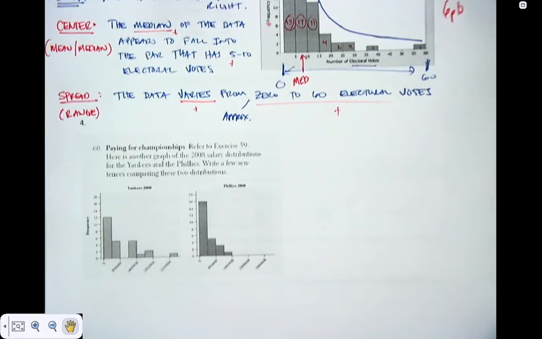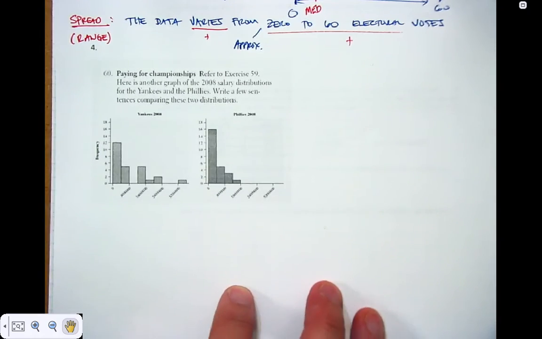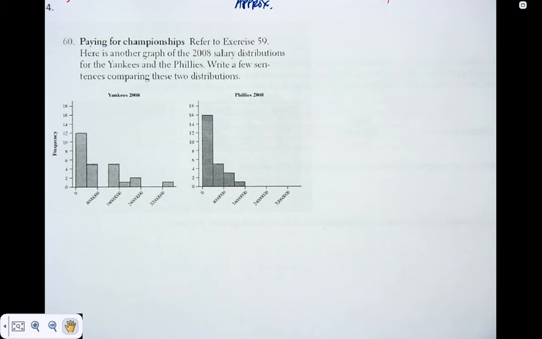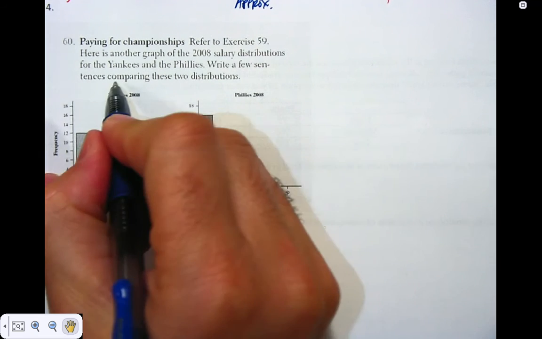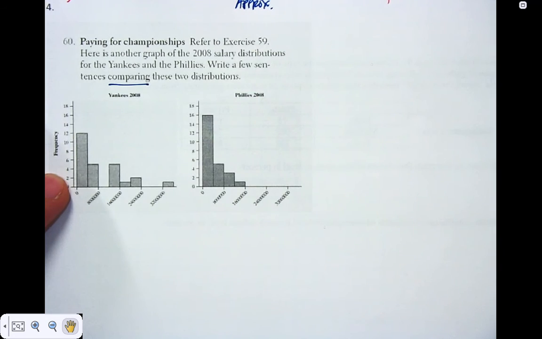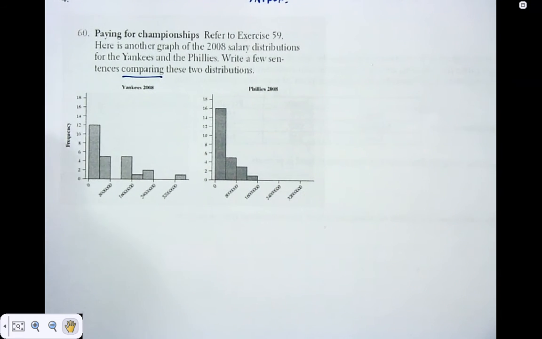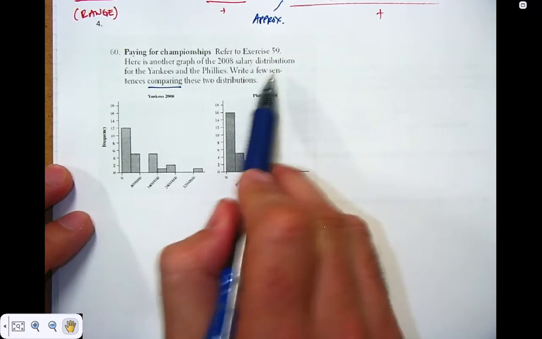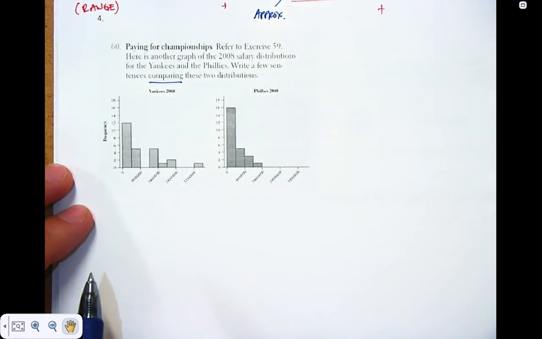Okay. All right. Last one down here. We've got paying for championships. You now have 2 data sets. They're both histograms. It's another graph for the 2008 salary distributions for the Yankees and the Phillies. Write a few sentences comparing the 2 distributions. The whole takeaway here, you guys, is you have to compare them. If you don't use comparison words, you won't get credit.